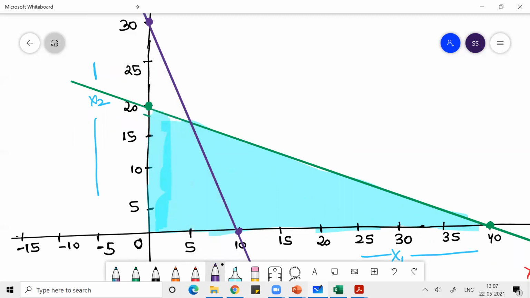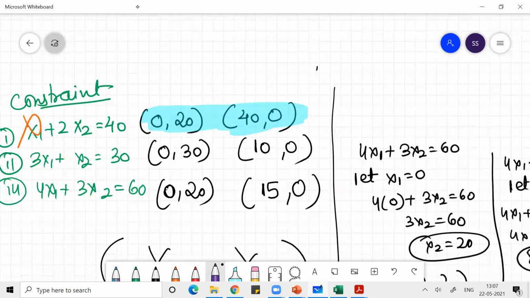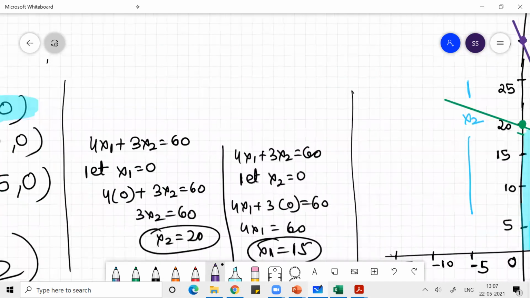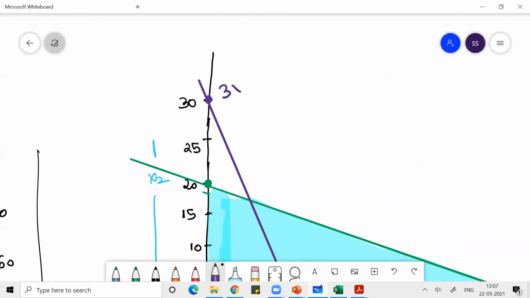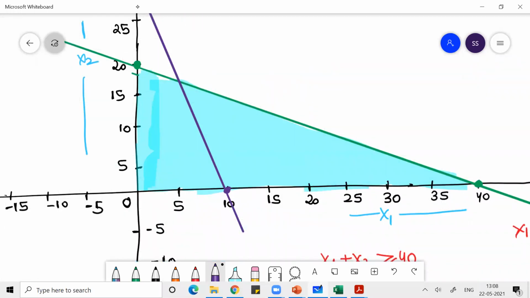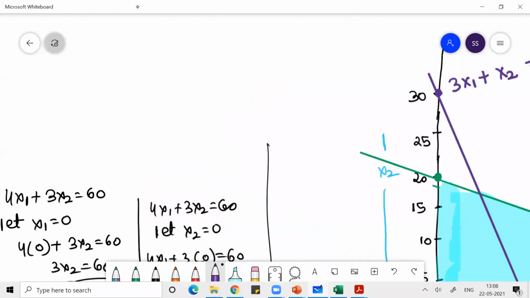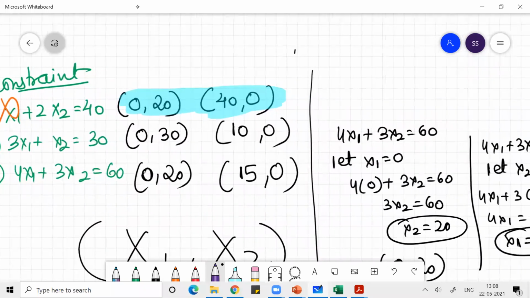This is your second equation. What is this equation? If you see, your second equation is 3x1 plus x2 is equal to 30. So the line you've drawn is the line for 3x1 plus x2 equal to 30.